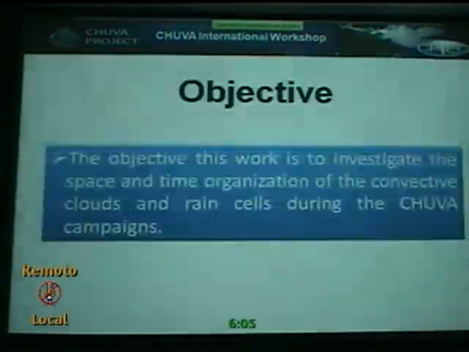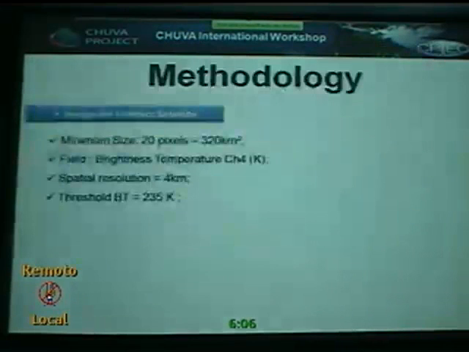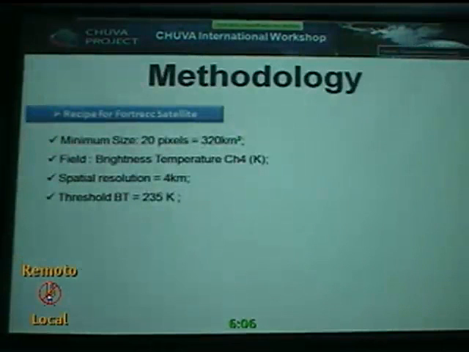So one of the goals of the Chuva is trying to see if there is a difference between space and time organization of the convection in the different regions. So Wagner is in charge of that job, and sees from the satellite point of view and from the radar point of view what is the typical organization for each region. So we are going to present only the results for satellite, because the results for radar he is still working on.